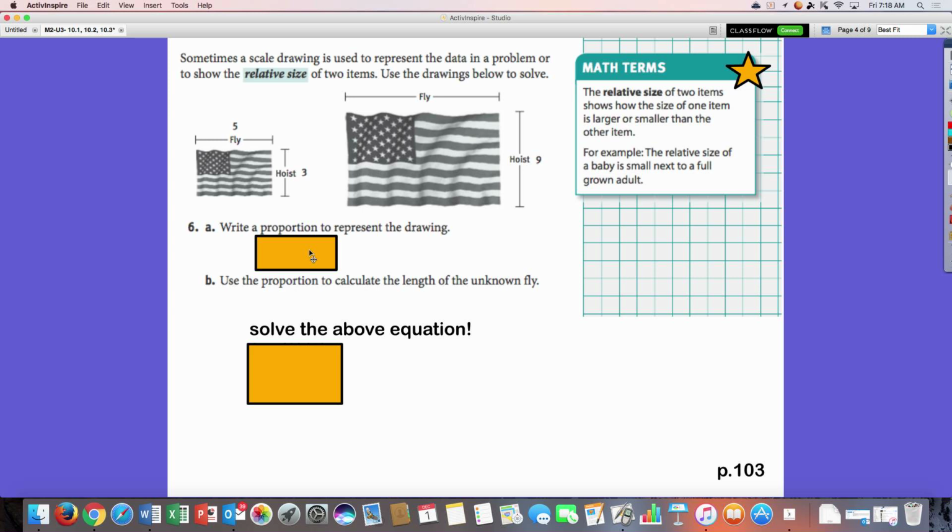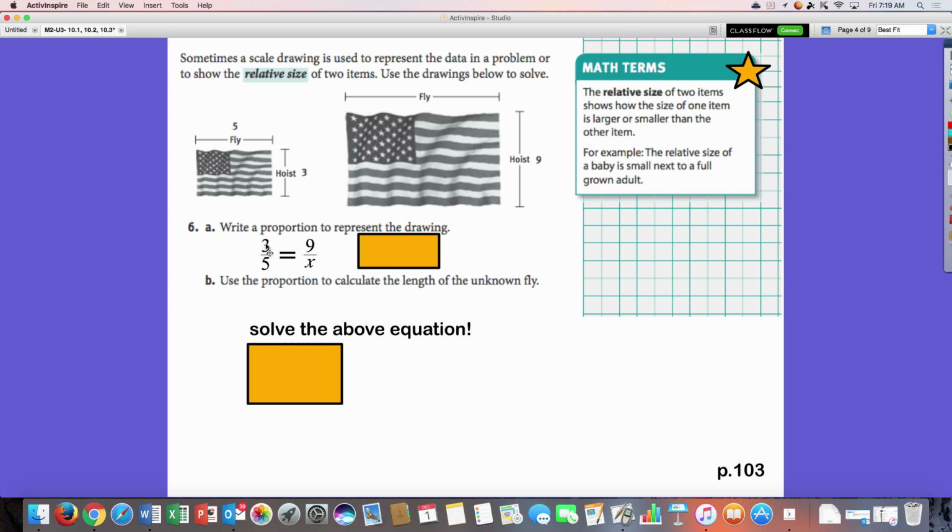And remember, it's not as important that you get them in the exact right spots as long as you keep them consistent. So I have 3 over 5, hoist over fly. I just made a fraction there, 3 over 5. And I know the hoist of this one's 9. I put that there. And I don't know that, so I just put an X there. X is like a question mark, right?